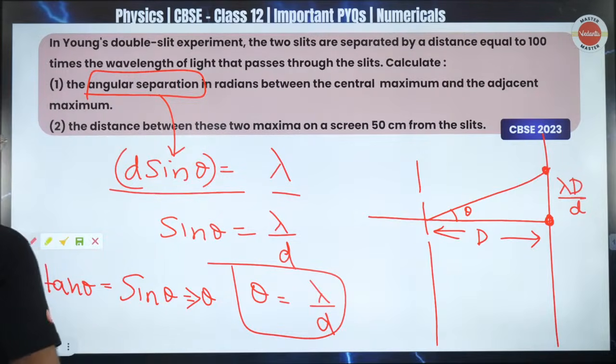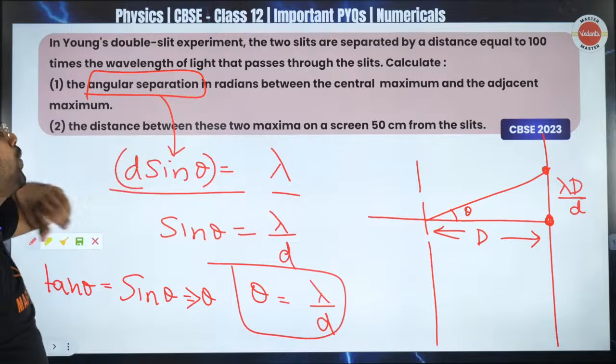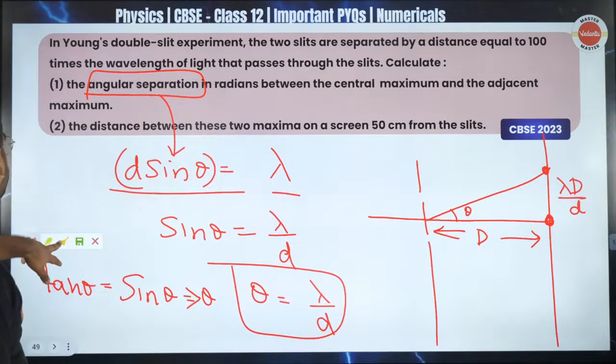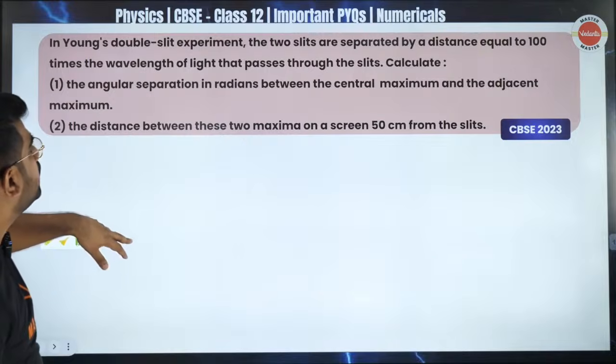Great. So now the next question: the distance between the two maxima on a screen 50 centimeter from the slit. What is he asking?